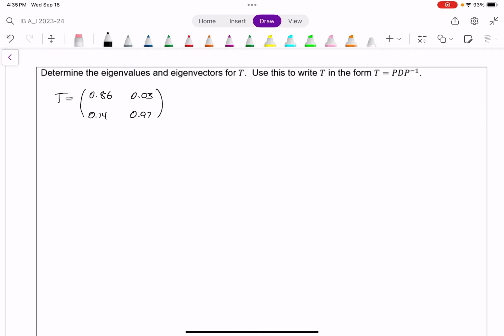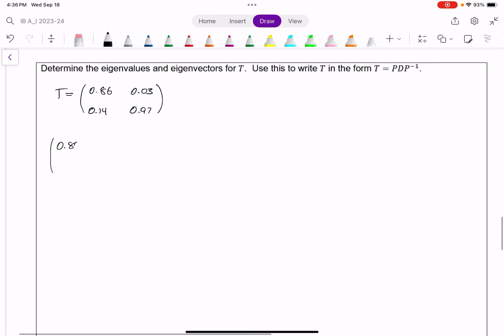You should fairly quickly get to this matrix here, which is t minus eigenvalue times I. So in this case, 0.86 minus an eigenvalue. The only difference about this compared to what we did in the last lesson is just these numbers, since it's an applied question, are not whole values. I need to find the determinant of this, which is this times this minus this times this. I need to make that equal to 0.